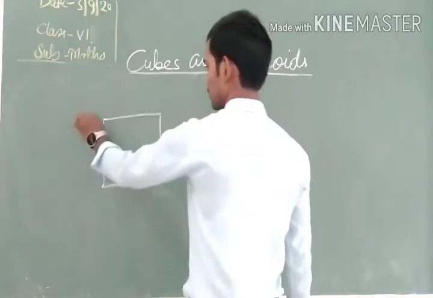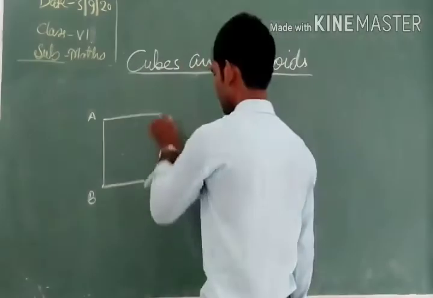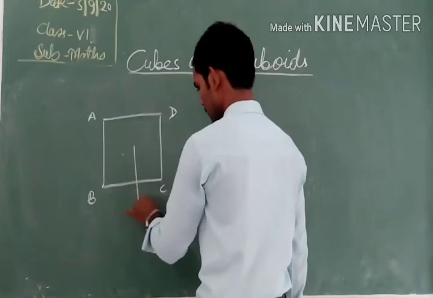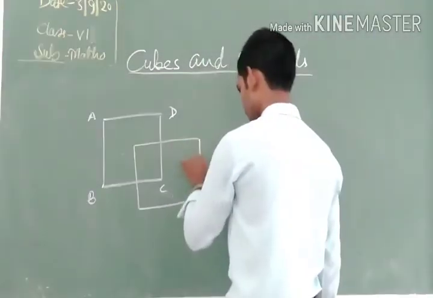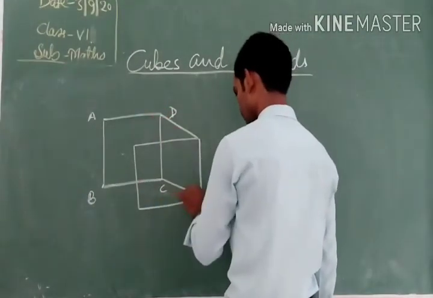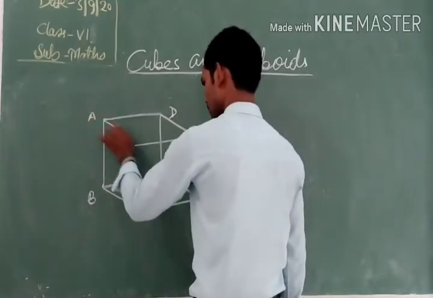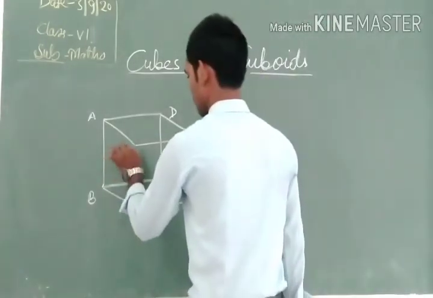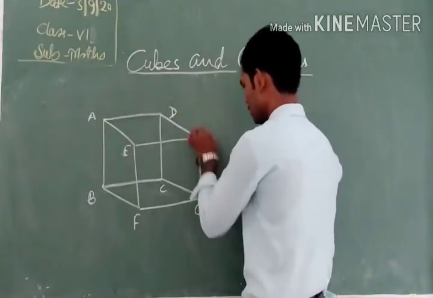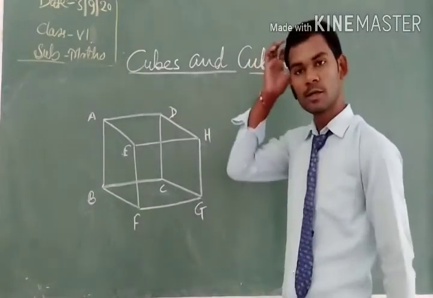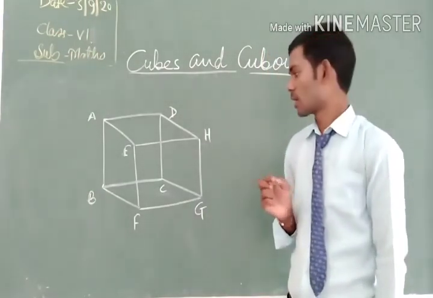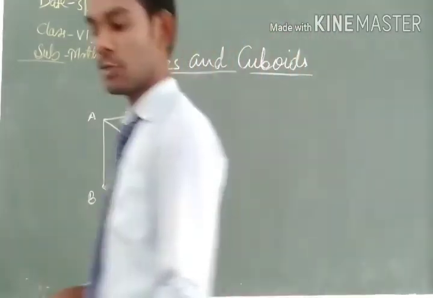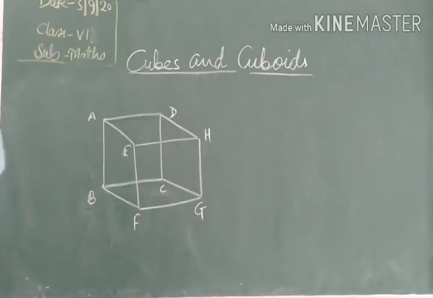This is the square A, B, C, D, and this is the cube E, F, G, H. This is the cube because we feel that this is a realistic structure.